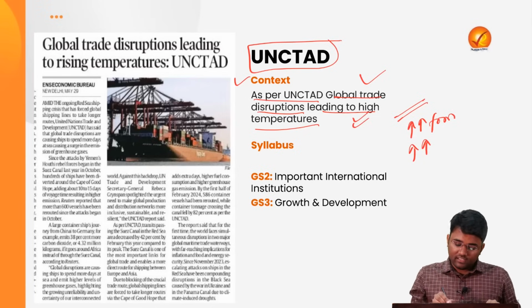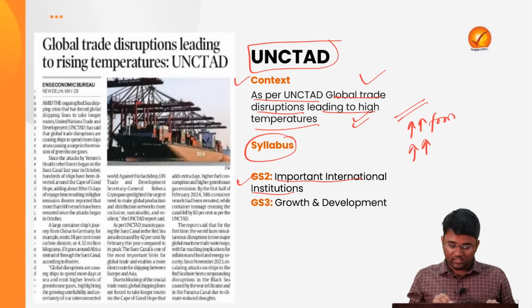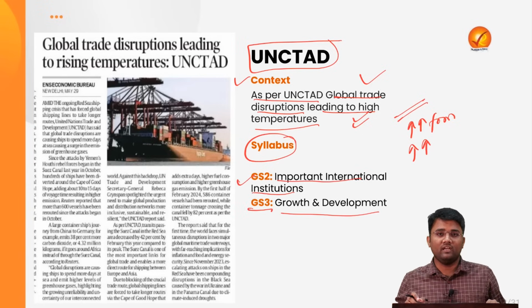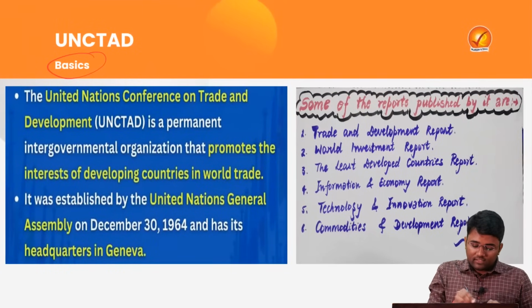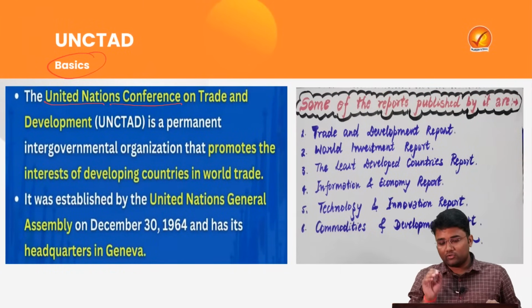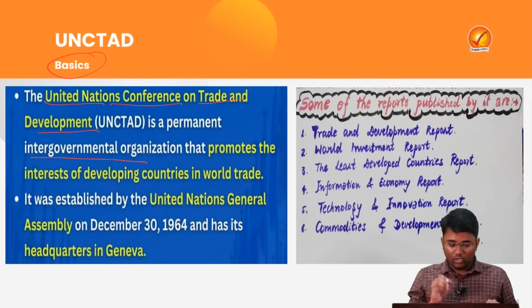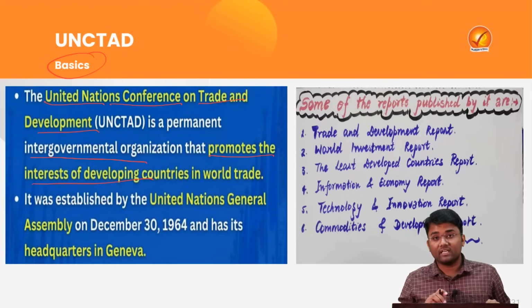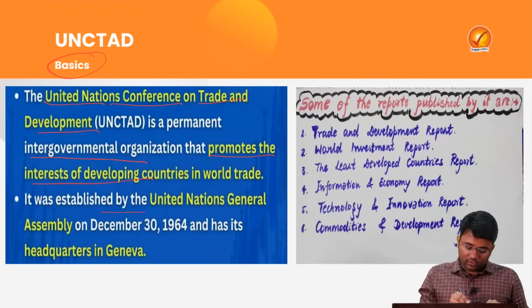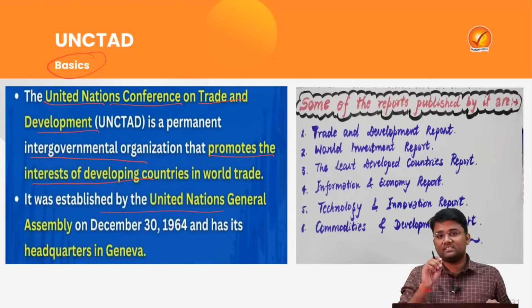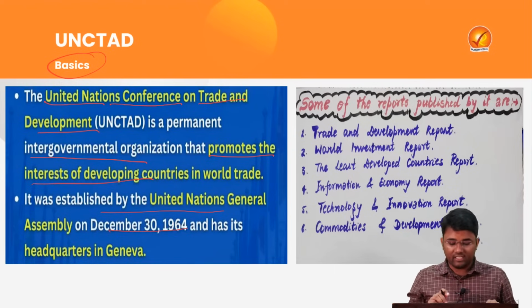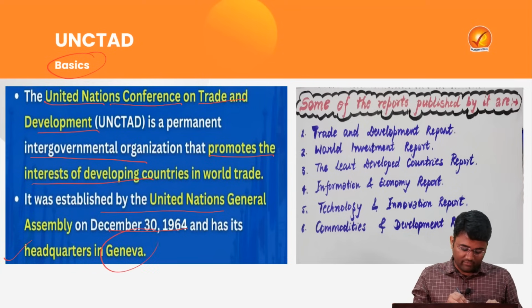This particular topic pertains to the syllabus of your GS2 important international institutions and the syllabus of your GS3 growth and development. Let's try to understand the basics of UNCTAD. The full form is United Nations Conference on Trade and Development. It is an intergovernmental organization that promotes the interest of developing countries in world trade. It was established by the United Nations General Assembly on December 30, 1964, and the headquarters of UNCTAD is located in Geneva.